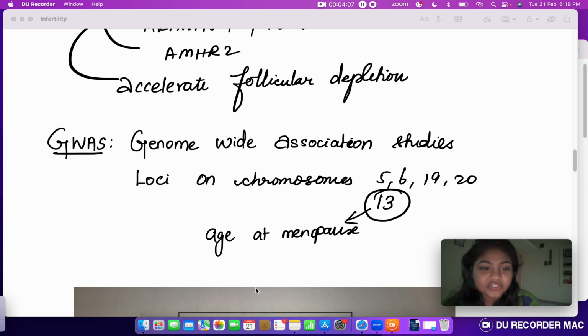There was a study, genome-wide association studies, and they identified clusters of loci on chromosomes 5, 6, 19, 20 and 13 that determine the age at menopause. We all know some people attain menopause by 56 years, some by 45. They are all genetically determined and they are located mainly on chromosome 13.